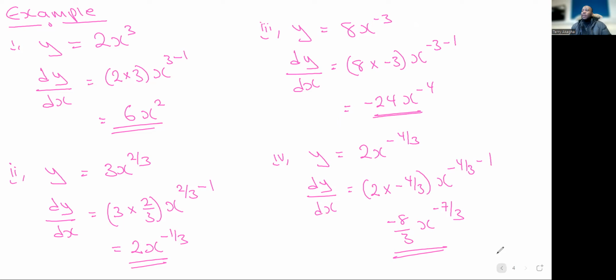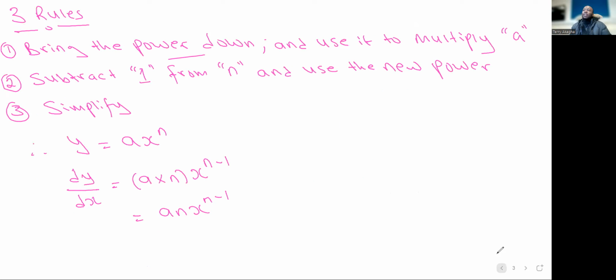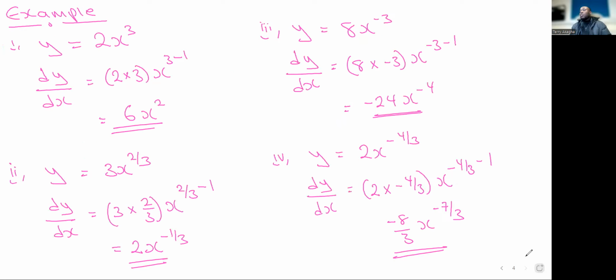So basically, when you are having a constant and a power, you bring down the power to meet the constant and you multiply it. And the power you have there, you just subtract what? 1. Then you simplify. All right, so what I'm going to do, I'm going to give you some exercises to try. So I want you to try these ones.